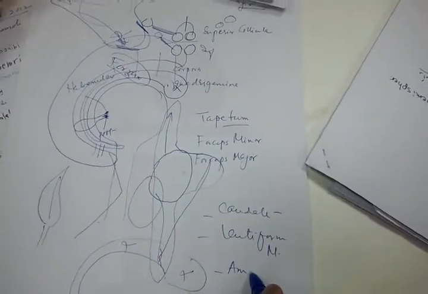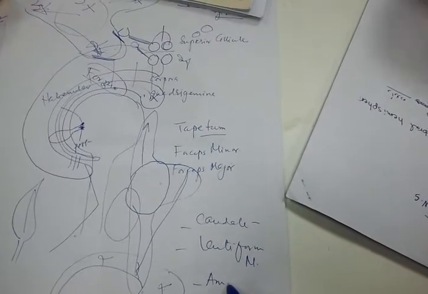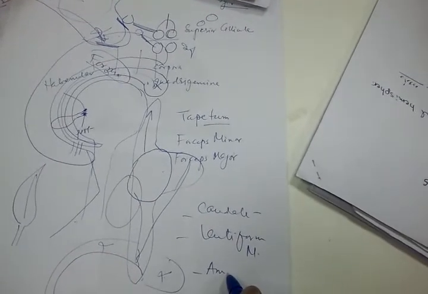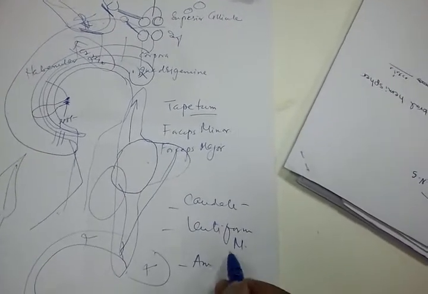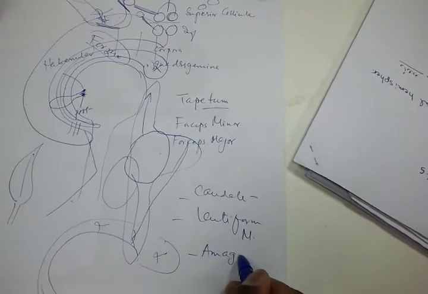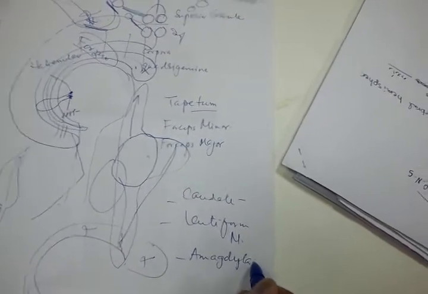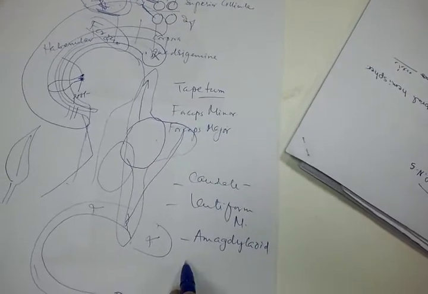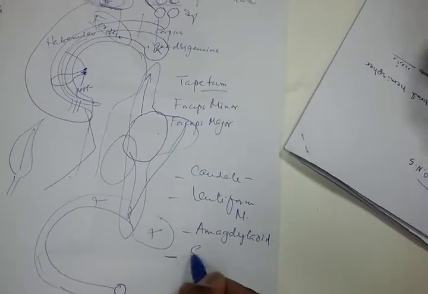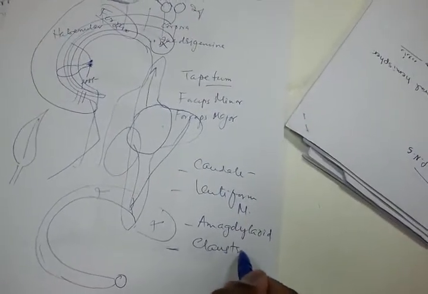Has Dr. Mahmood Badevi ever told you about the amygdaloid body? Have you been told about the limbic system? No, next week. So this is the amygdaloid body, or amygdala, the third one, and the fourth one is the claustrum. These are the four basal nuclei.